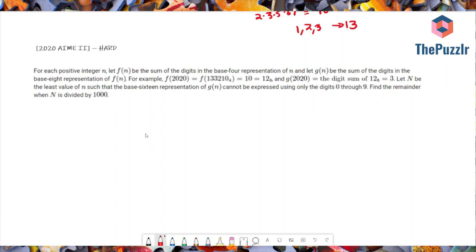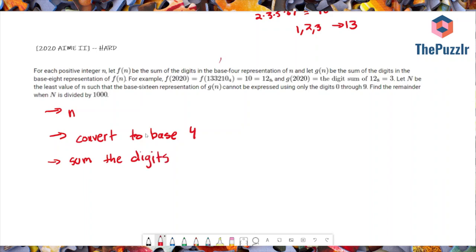Wow, that's a big problem. Let's draw a chart just representing our steps. So the first step is we have some number n. Now, what's next? So our first step is to take n. Second step, convert to base 4. Third, sum the digits. That's what we're doing, sum the digits in base 4.